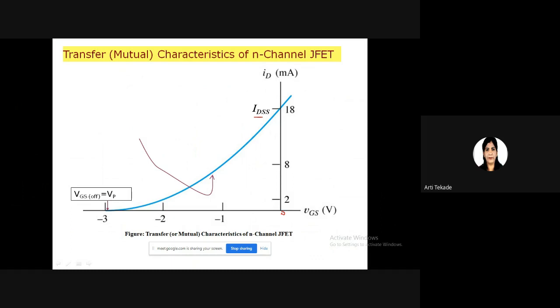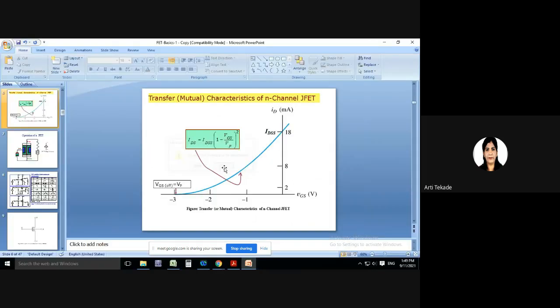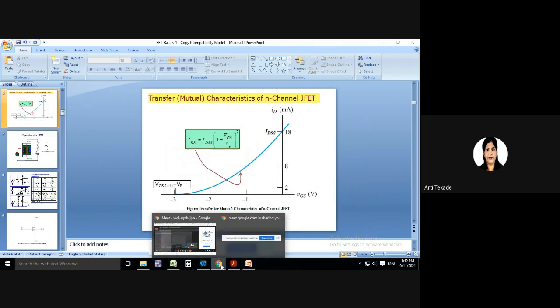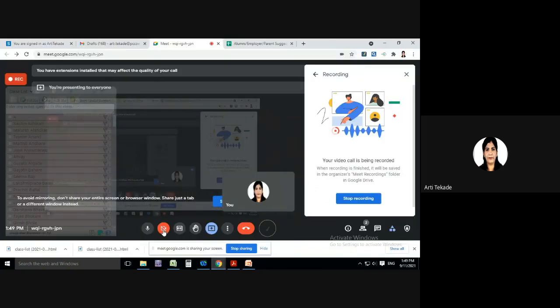So when VGS is 0, ID is maximum, equal to IDSS. As we increase the negative VGS, ID goes on decreasing, and at some value of VGS, ID becomes 0. That value of VGS is called the VGS cutoff voltage. So this is the transfer characteristic of the N-channel JFET. This is about the operation of the N-channel JFET. So here we have discussed the operation of the N-channel JFET. We will stop here.